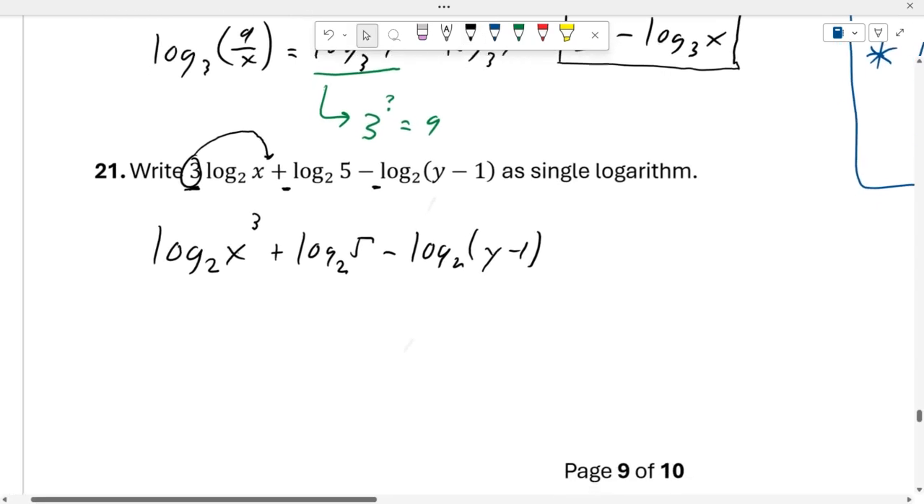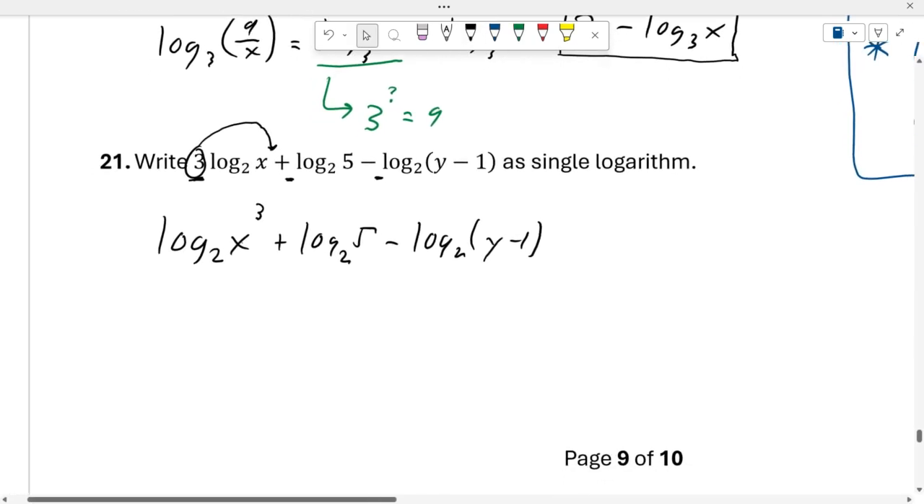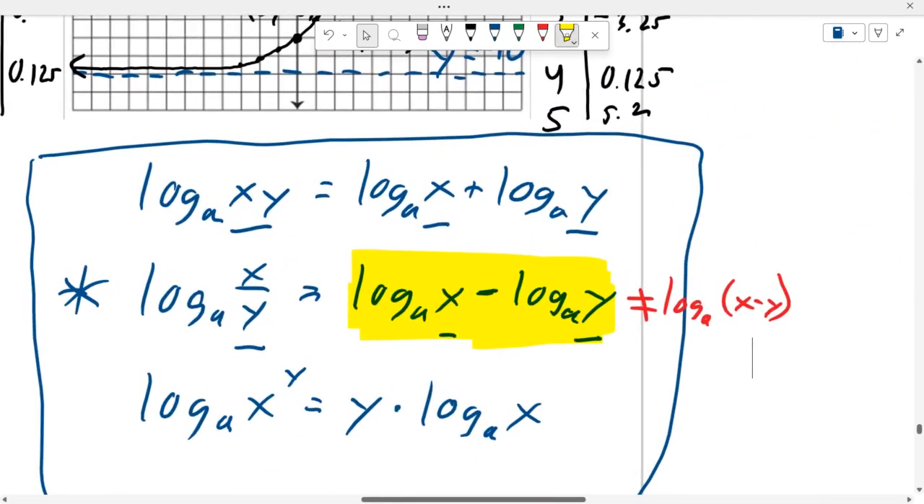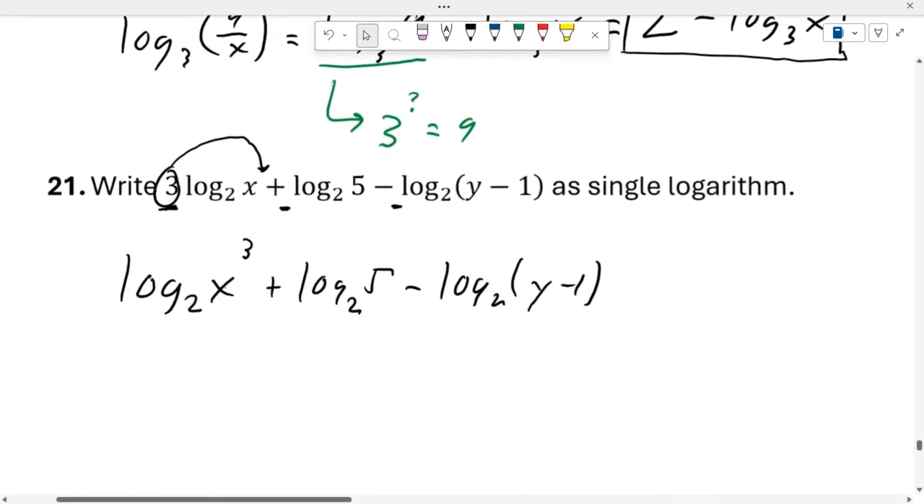So what we have here, in order to use these rules, you have to have the same base. So notice it's log base 2, log base 2, log base 2. So we're allowed to combine these things. I'm not going to say base 2 every single time because it's just base 2. So I have the log of x cubed plus the log of 5. When you have the log of something plus the log of something else, that is the log of the two of those things combined. So that's exactly what I want right here.